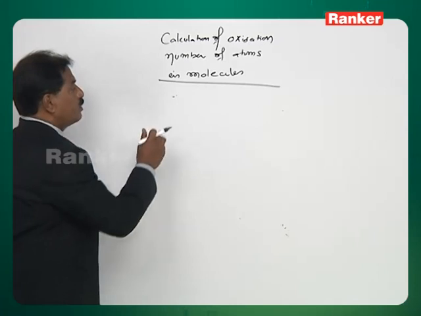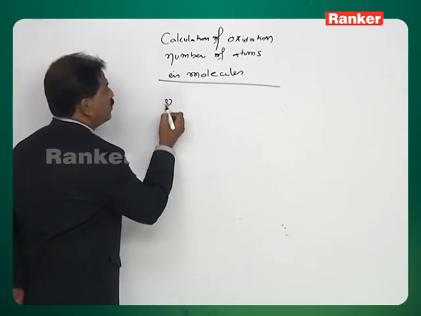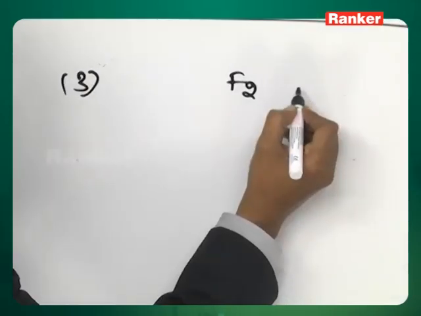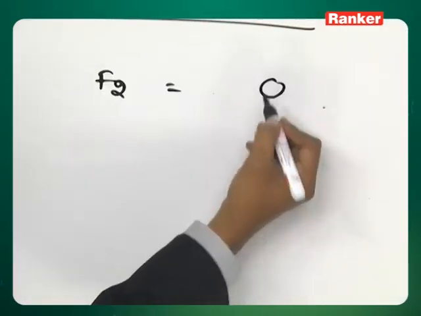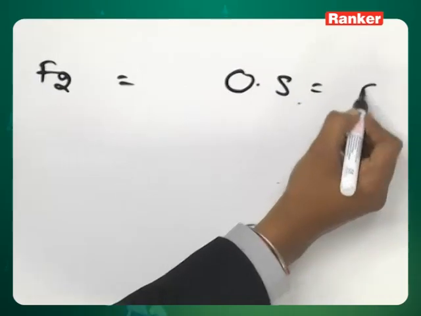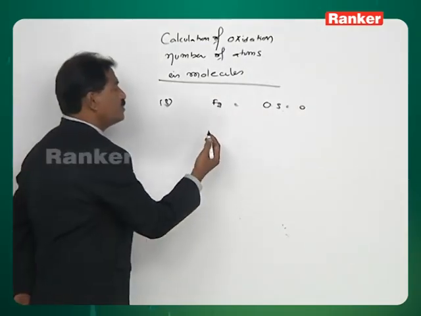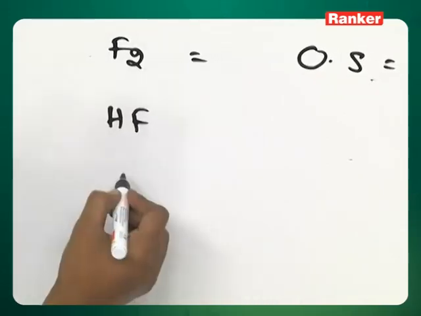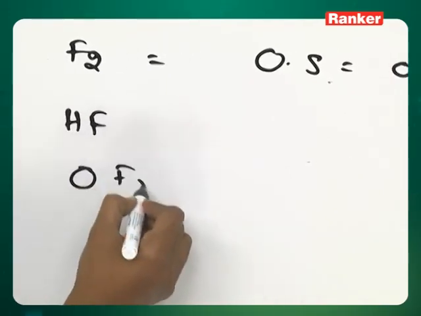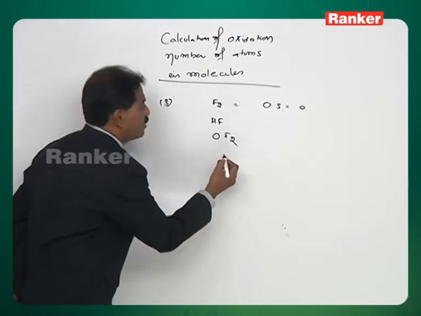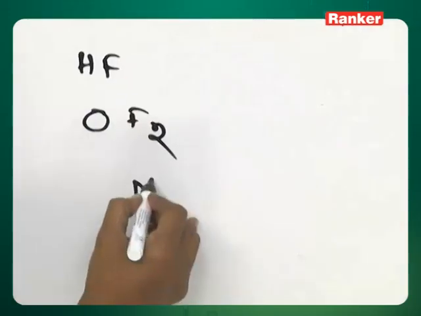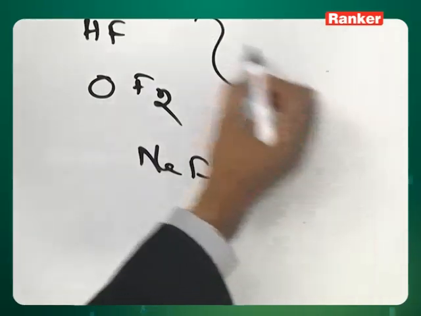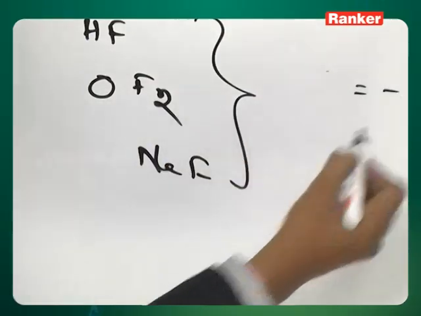Next, the third rule says about the oxidation state of fluorine. When fluorine is in a homoatomic molecule, the oxidation state of the fluorine is 0. If fluorine is present in any heteroatomic molecule like HF, or for example OF2, or some other molecule like NaF, in all the heteroatomic molecules for fluorine we will give the value -1.